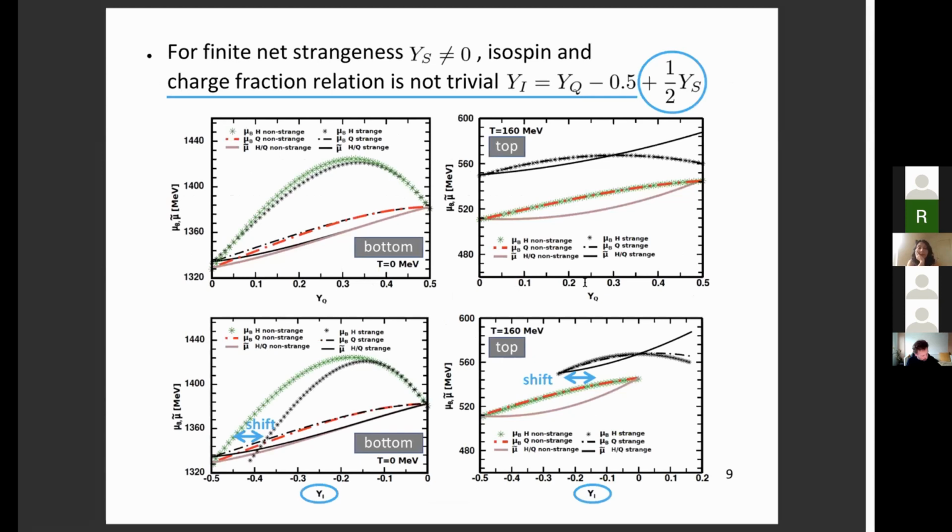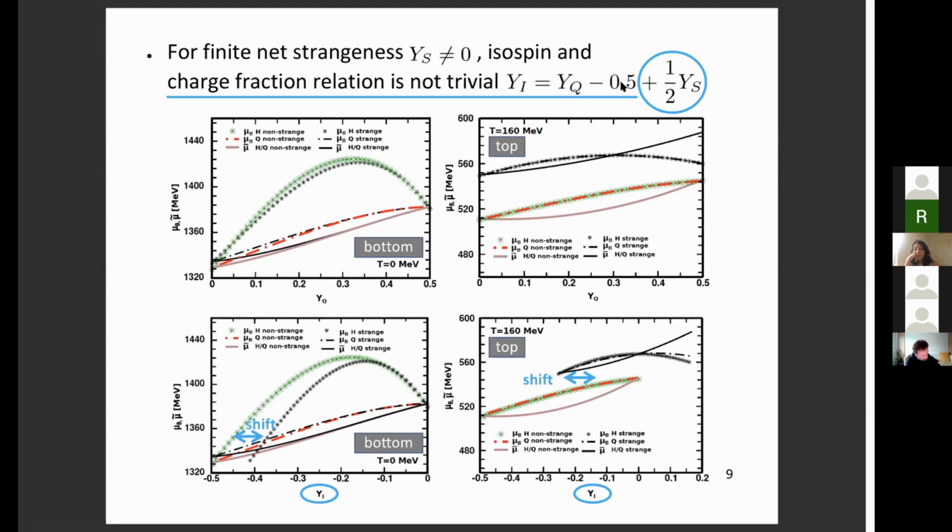But so far, I've been discussing only the charge fraction. So I copied the same figures from the previous slide on the top, and then two figures here on the bottom that have YS on the x-axis. So I want you to pay attention a little bit to this relation that I put on the top. I think when we say charge fraction, what most people think is just a 0.5 shift from the strangeness fraction. And that's because most people are used to thinking about the condition of having 0 net strangeness, which is the condition, for example, in heavy ion collisions.